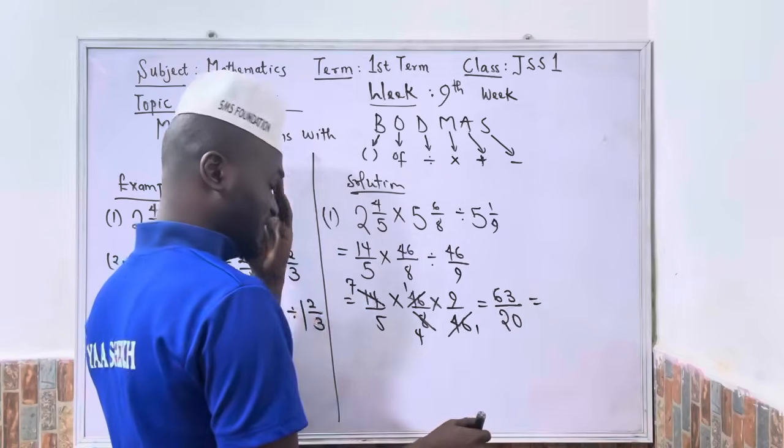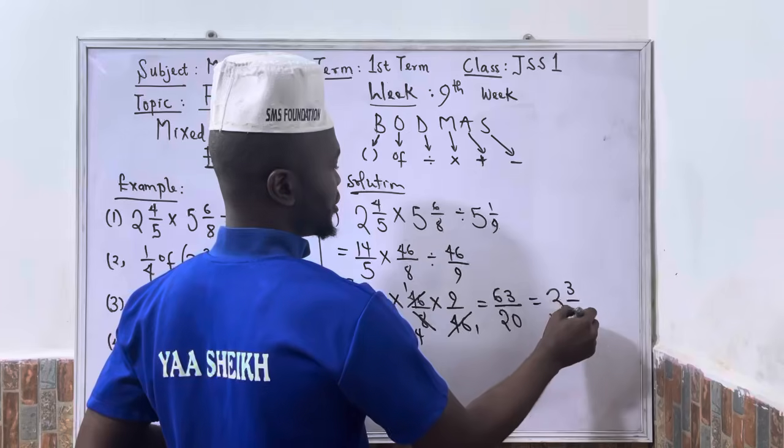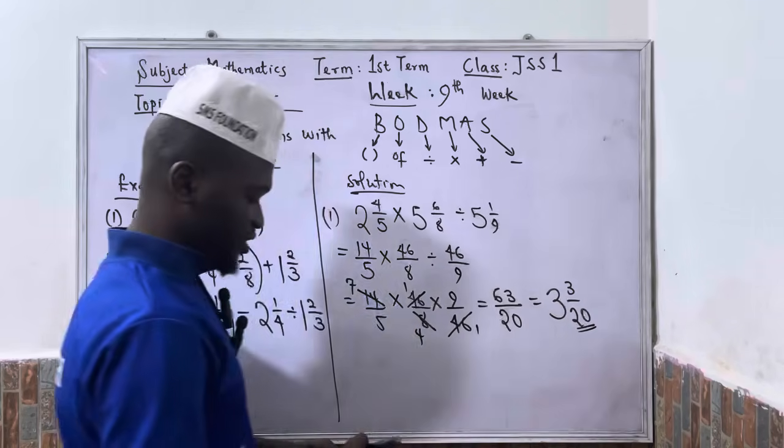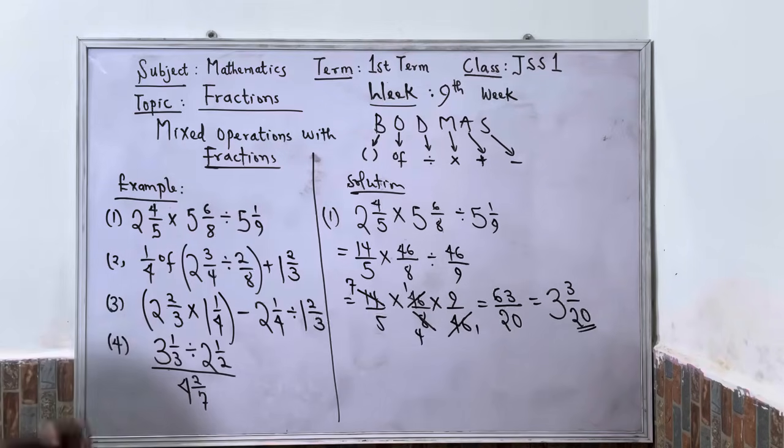How many 20 in 63? That will give me 3 whole number, 3 over 20. So, that is how simple this kind of question can be.